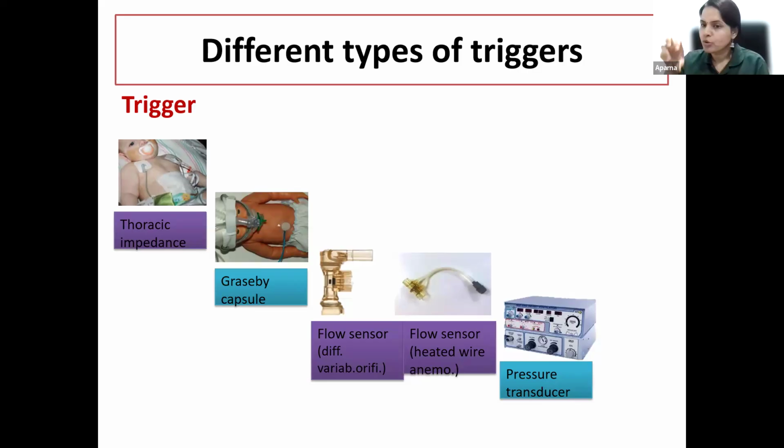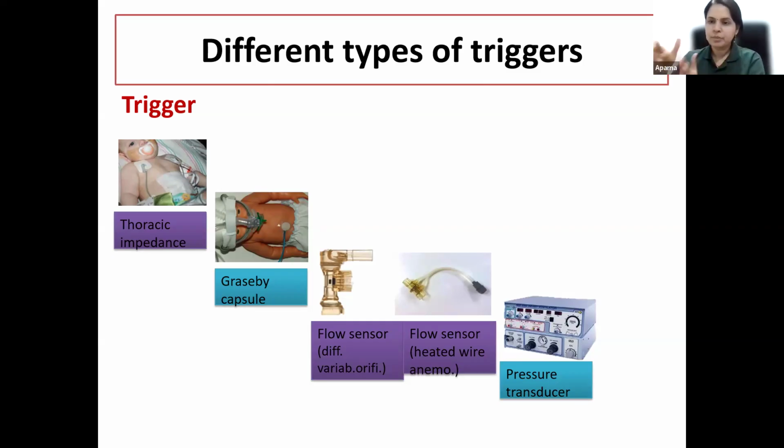We often use flow sensors. Now, these are devices that help us to detect flow that is generated by the inspiratory effort of the patient, the baby. They can be of two types. You can either have a heated wire anemometer or a differential variable orifice, which is also called a pneumotachogram. The heated wire anemometer has a series of heated electrical filaments which get cooled with the baby's inspiratory flow.